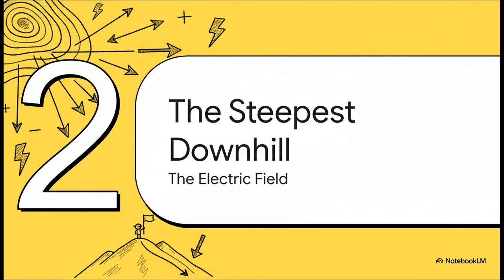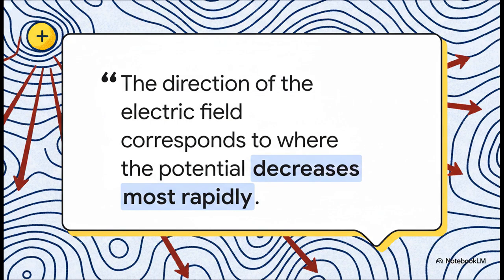Okay, so if potential is the altitude, then what is the electric field? Well, let's go back to our mountain map. Once you know all the altitudes, you can easily see where the steepest parts are, right? The electric field is exactly that. It always points in the direction of the steepest downhill path in our invisible landscape. The electric field at any point simply shows you which way the potential, our altitude, is dropping the fastest. So if you were to place a positive little test charge in this landscape, this is the direction it would instantly start to roll. It's the path of least resistance, downhill.